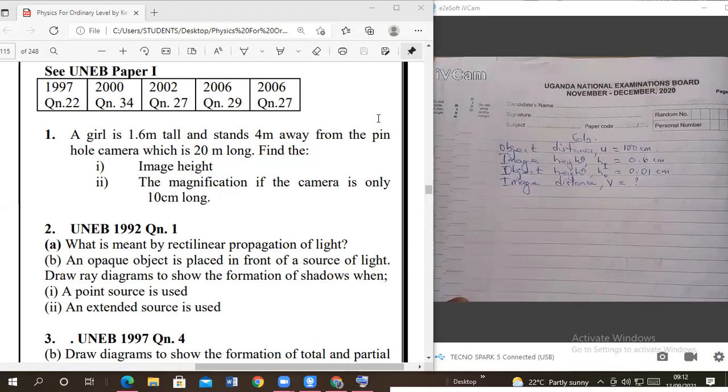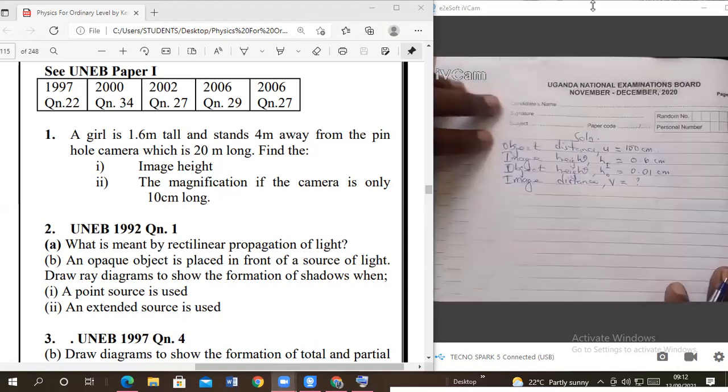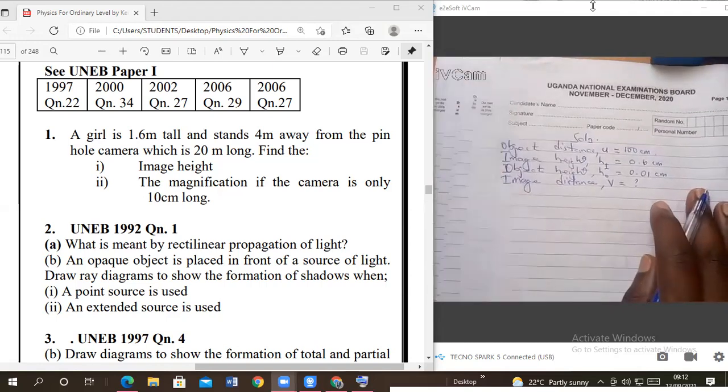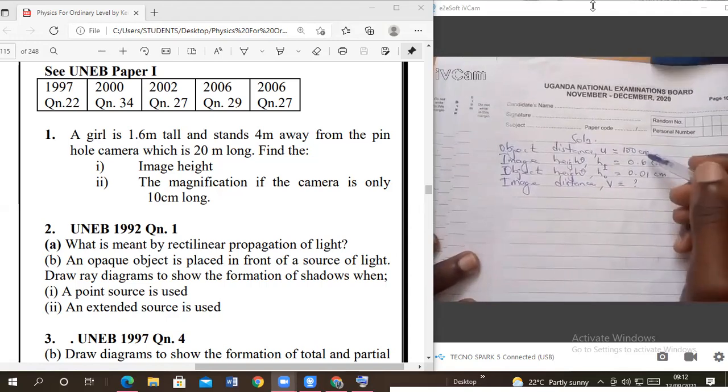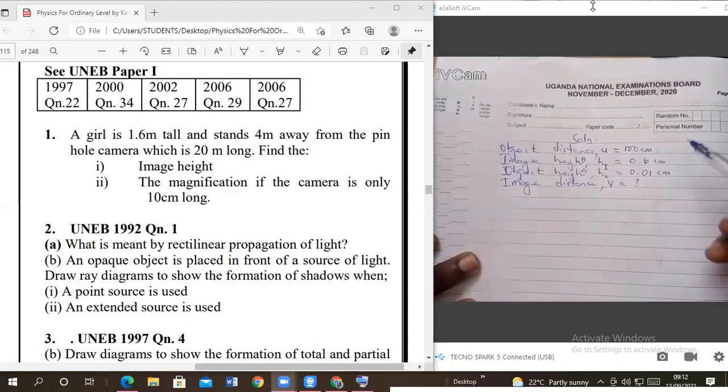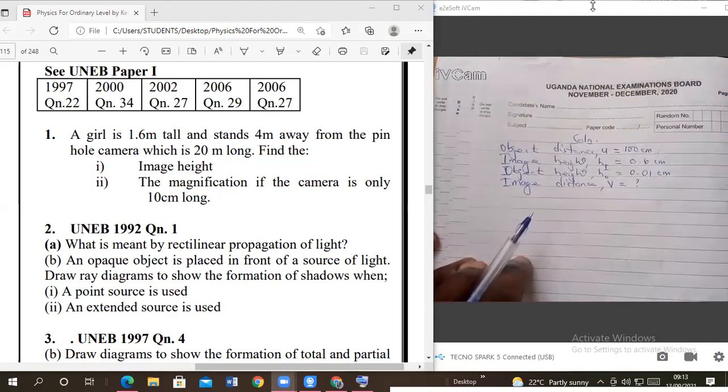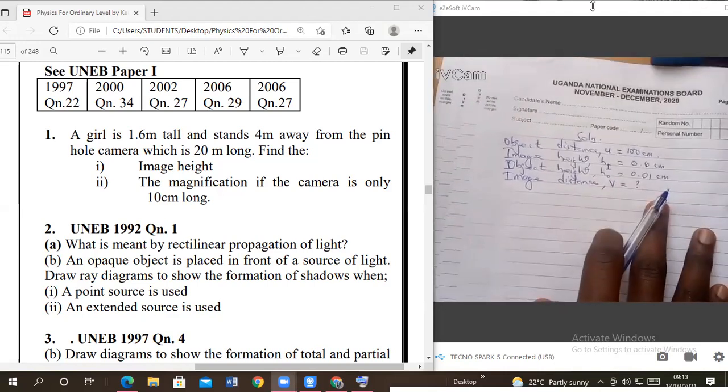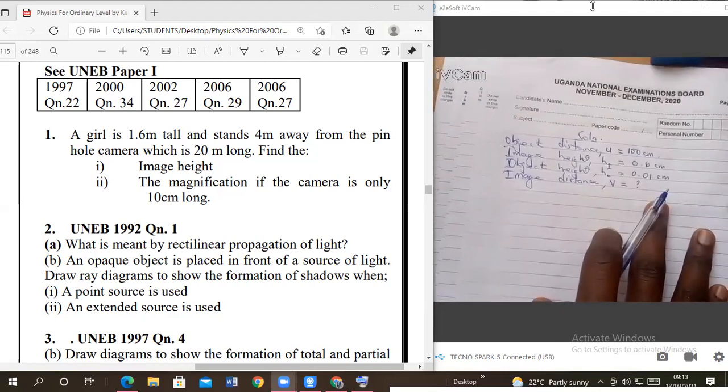We calculate the magnification first, not so? Even before you start looking at the formula, make sure that all of them have the same units. So this is centimeters, centimeters, centimeters. There are times they give you different units, so make sure that by the time you are substituting them, they have the same unit. Are you together, members?